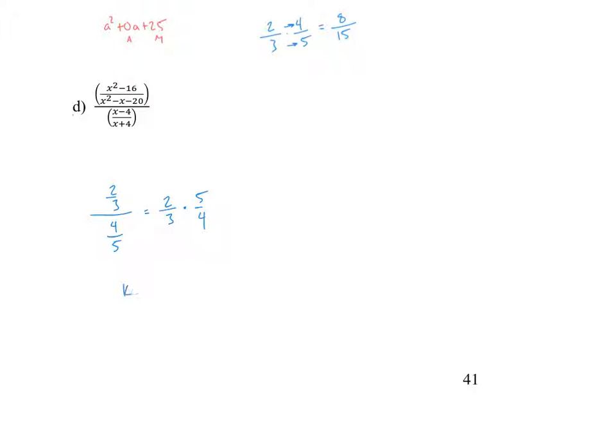So the rule here is something we call keep, change, flip, which really just is another way of saying that if you divide a fraction by another fraction, that's the same as multiplying that numerator fraction by the reciprocal of the denominator fraction. Those are the same thing. All right, so let's apply that here. We've got x squared minus 16 over x squared minus x minus 20, and I can multiply that instead by the reciprocal of the denominator.